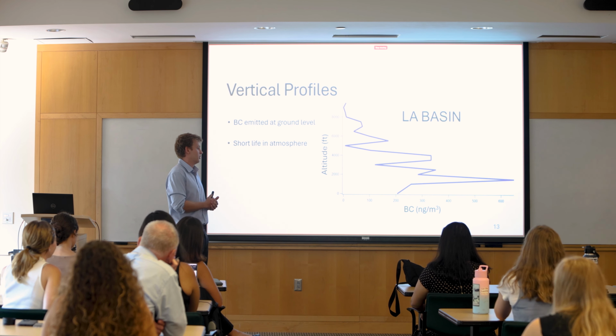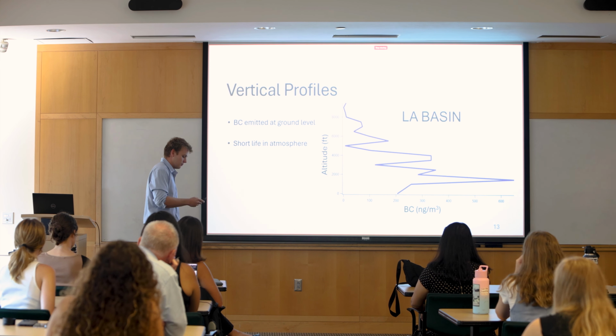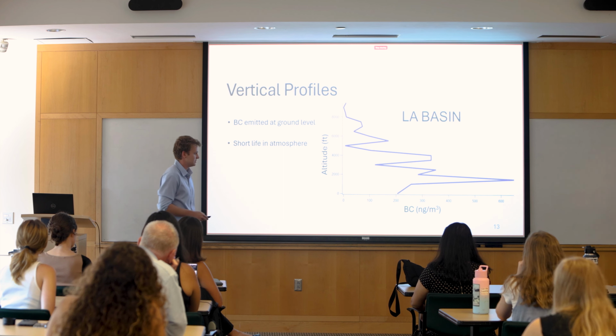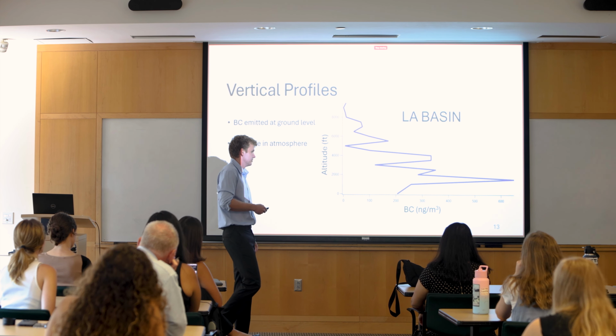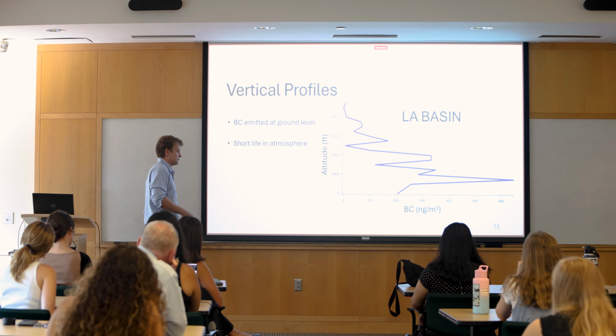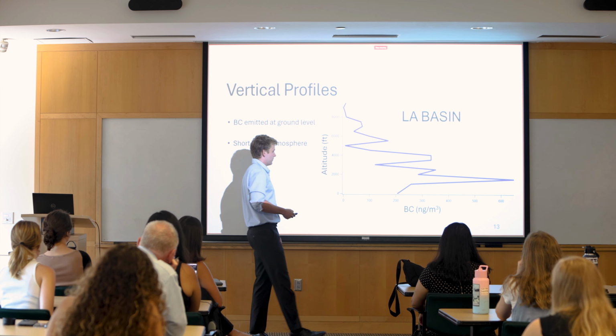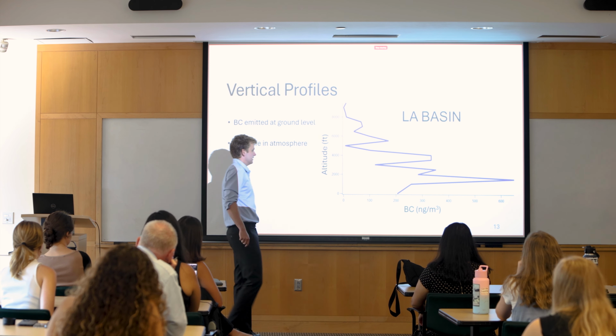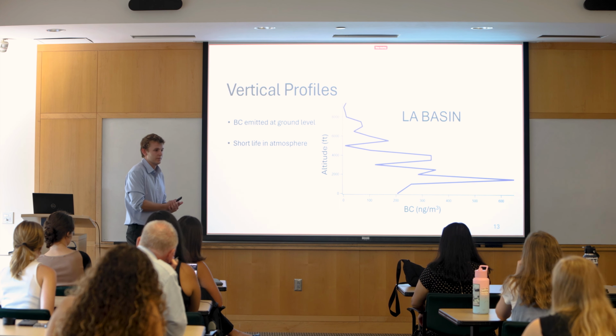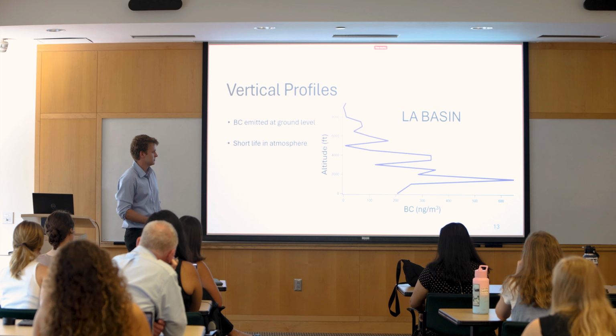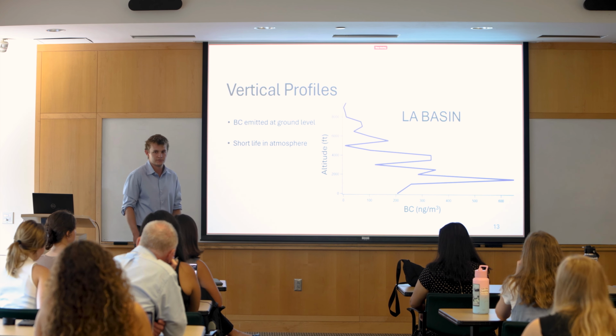We're looking at a vertical profile over the LA Basin here. We can see that most of our black carbon is between 1,500 and 2,000 feet. What I would like to clarify is that this drop off right here is not necessarily saying what's actually happening. The black carbon is emitted at ground level, and it doesn't just magically get to 1,500 to 2,000 feet.